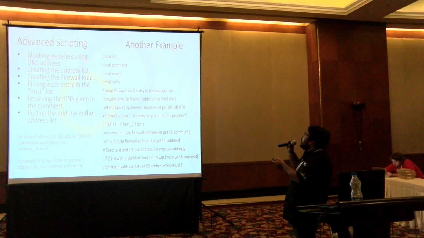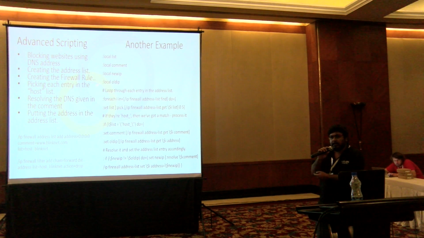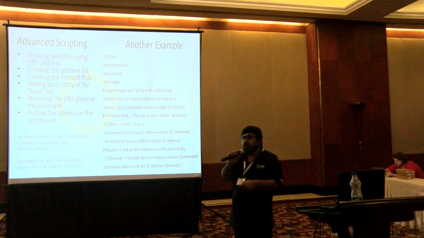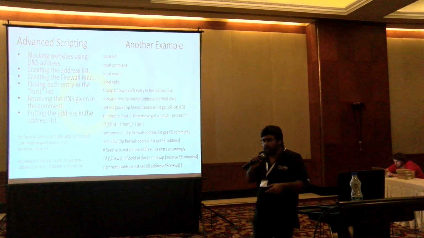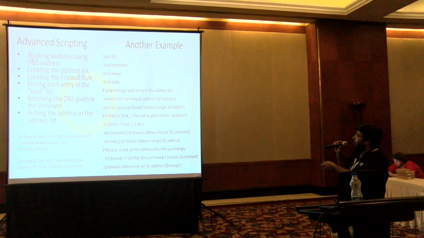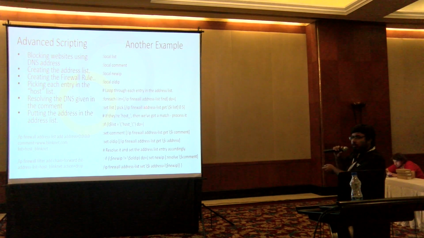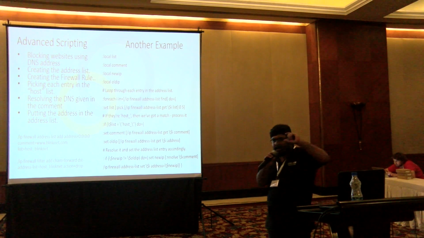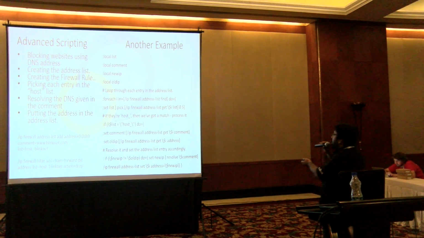In the script we are defining the variables and then looping through each entry in the address list. So look at this comment. If the comment was not there, it would be difficult for you to understand what we are actually trying to do. So always comment in your script. So for each I in IP firewall address list, the command will be executed for each of the address list entries.